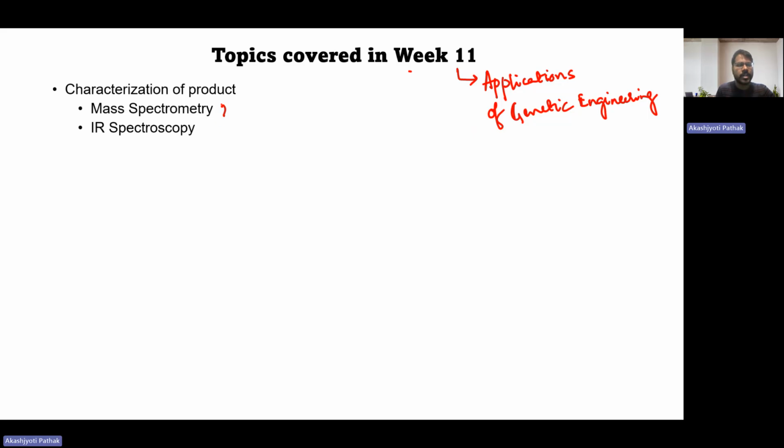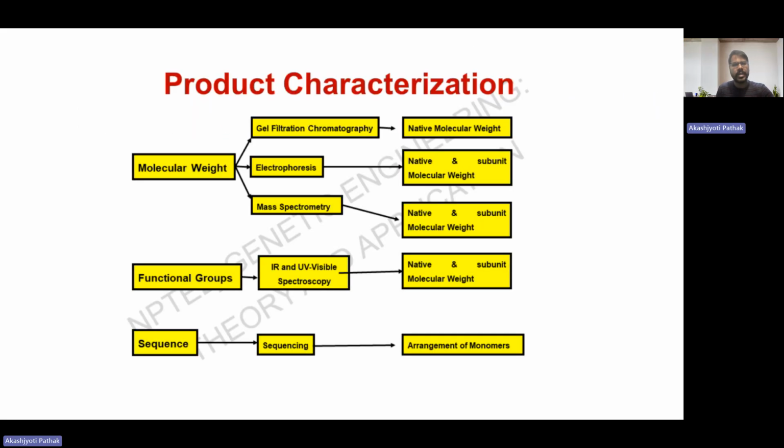But these two topics were left, and it is quite important to understand these two methods. So I will be covering these two techniques today. So the product characterization, as was explained in the lecture as well, we can characterize the product on the basis of their molecular weight, on the basis of the functional group, and on the basis of the sequence.